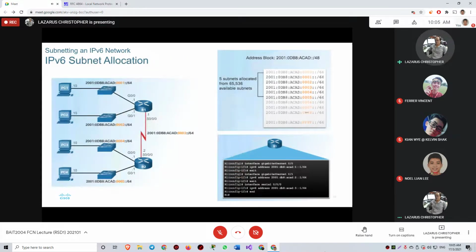You can see here what we did earlier. We assigned the subnet, and this is the configuration for, I imagine, one of the routers. The slash 64, does that represent the network? Yes, it represents the network.